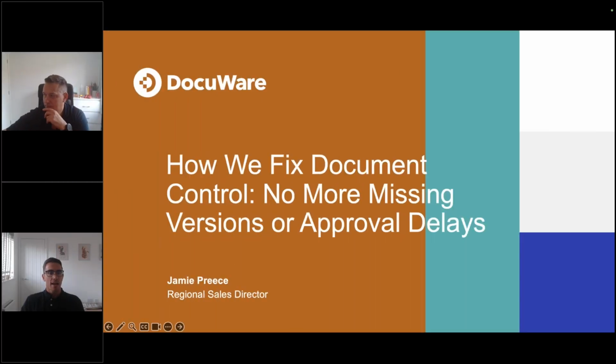Today's session is the first of our four-part series on quality management. Today, we're going to be talking about how we fix document control. So we're going to be tackling the missing versions of documents, the approval delays, and a couple other elements when it comes to basic document management around QMS.